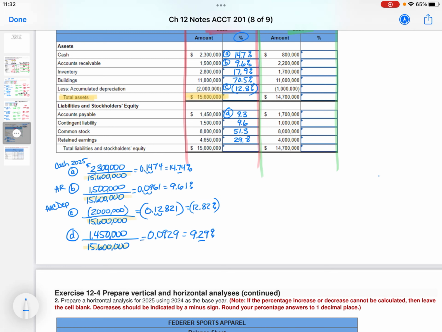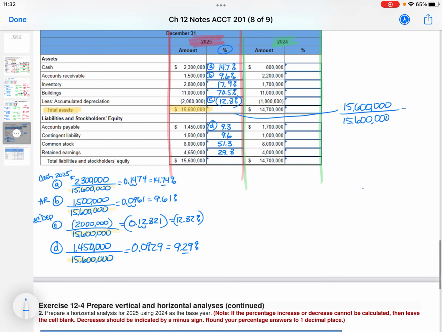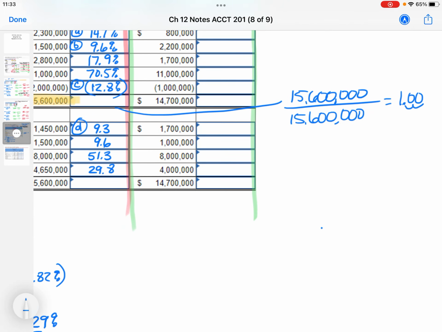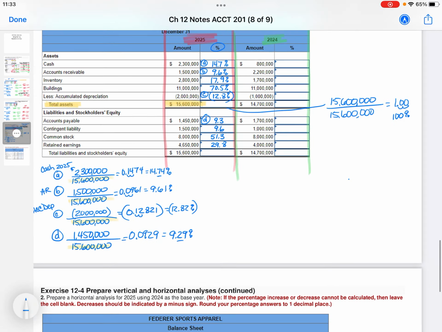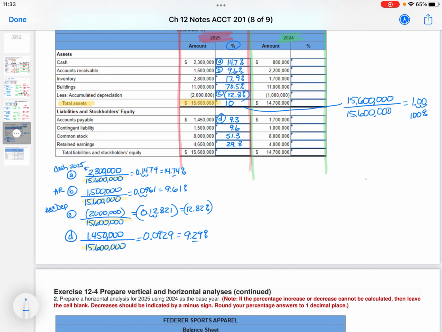Okay, now I didn't fill in the total asset area because I just want to talk about it for a second. So if I take 15.6 million, which is total assets, and divide it by 15.6 million, your calculator should give you this, 1. Maybe it gives you 1 and some decimals. But what we have to remember is that the answer being 1, converted to a percentage, is 100%. So for total assets, and if you do the same thing for total liabilities, you're going to end up with 100%.